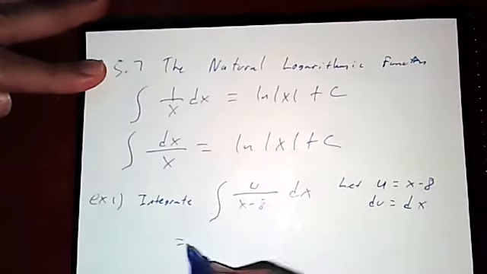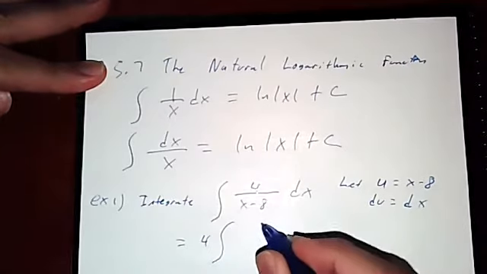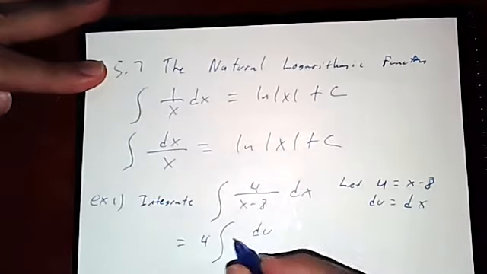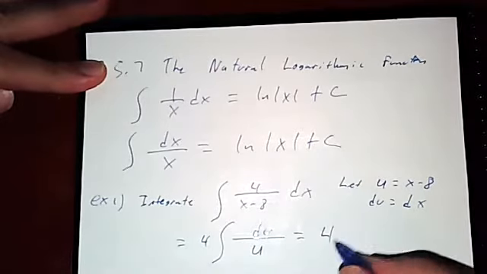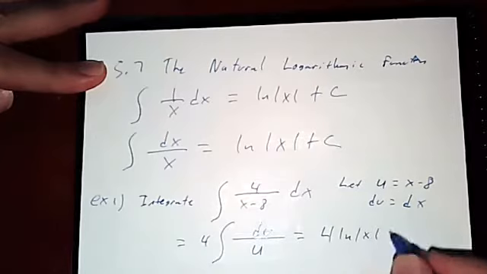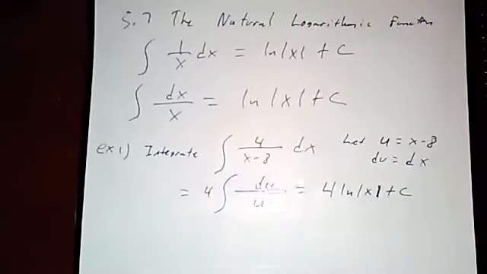So what you can do is pull the 4 out here. And then this will be du over u. So the integral would simply be 4 ln of x plus c, right? See how it's not too bad, right? Once you do the sub.